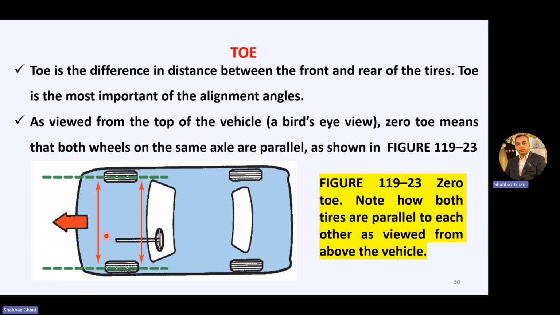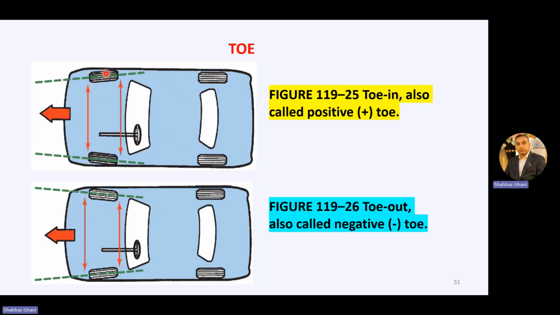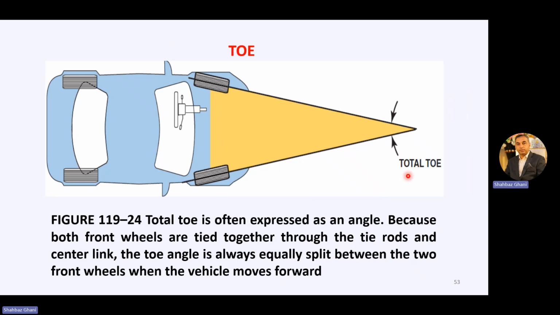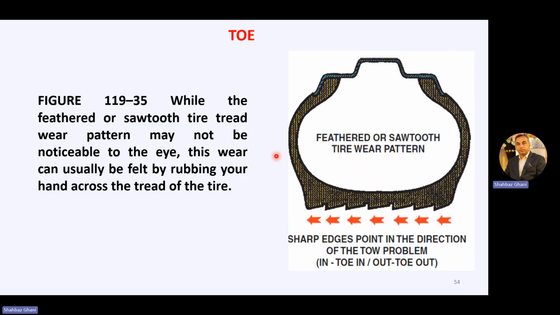If the rear distance is more and the front distance is less, then we call it toe out. If the front distance between the tires is less and the rear distance is more, then we call it toe in. This is the positive toe, or toe in. And if this is the case, this is the negative toe, or toe out. Now the total toe is defined like this. Then the effect of toe on the tires.